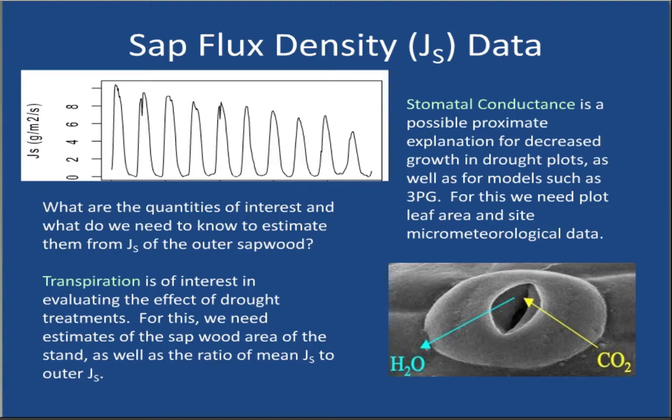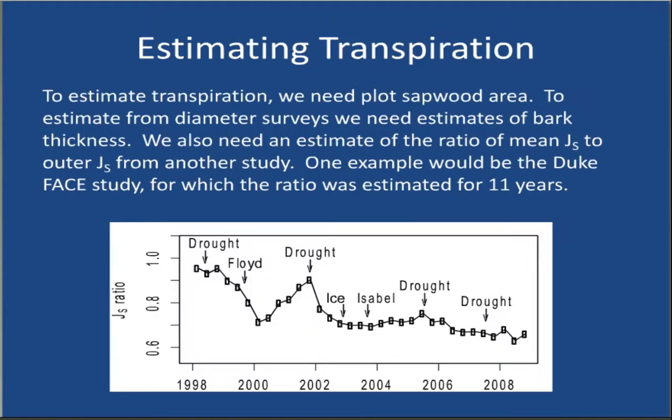Stomatal conductance, therefore, especially if it's reduced in the drought plots, could be an approximate explanation for decreased growth in those plots. Also, some of the models used by AIM2, such as 3PG, include stomatal response functions. So if we can get a better handle on what those look like at our sites, we might be able to improve those models. For stomatal conductance, then, we need estimates of plot leaf area, as well as some micrometeorological data, which we're collecting at a central tower of each site.